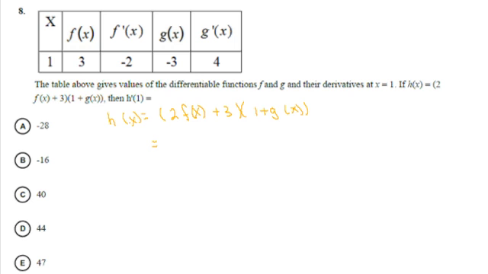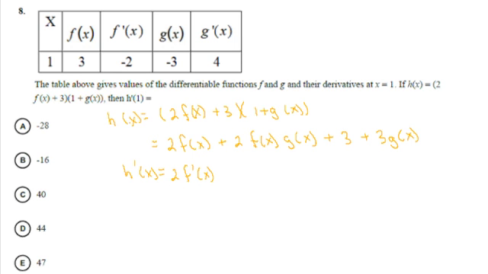So I can write and say h of x is equal to 2f of x plus 2f of x g of x plus 3 plus 3g of x. All right, now we want to know what is h prime of 1. Well, first of all, let's go ahead and see what is h prime of x. What is our derivative of h at x? And the derivative there is going to be 2f prime of x.